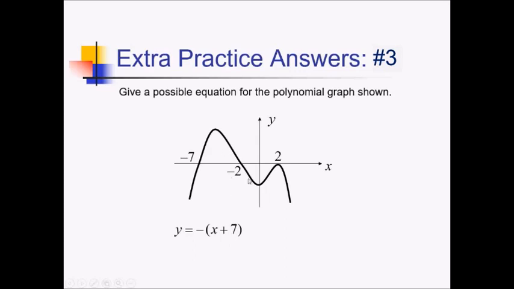So we just have x plus 7 with an invisible first power here. Since we're crossing through negative 2, that gives us an x plus 2, again to the first power. And since we are bouncing at positive 2, now that's going to be an x minus 2, and that's going to be a squared factor since we're bouncing. And that's all we had to do there.